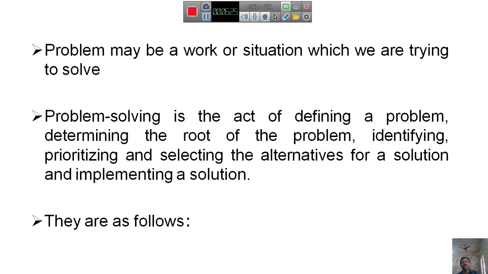Okay, we have to think on it, how to solve the problem. We have to think on how to solve it. Then we can know the solution.